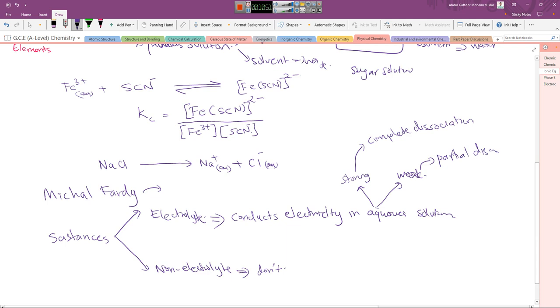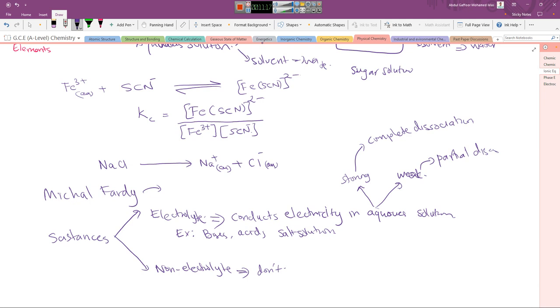For example, if you take an example for electrolyte, all bases and acids, right? So examples for electrolytes are bases, acids, and salt solution, right? So salt solution also contains ions, right? So it can conduct electricity in aqueous solution.